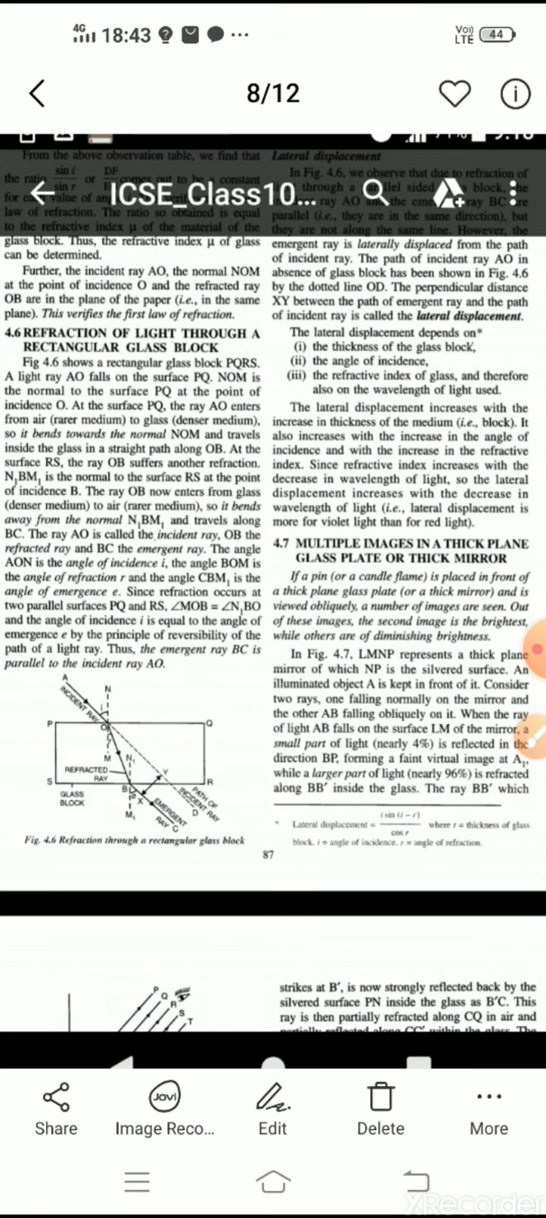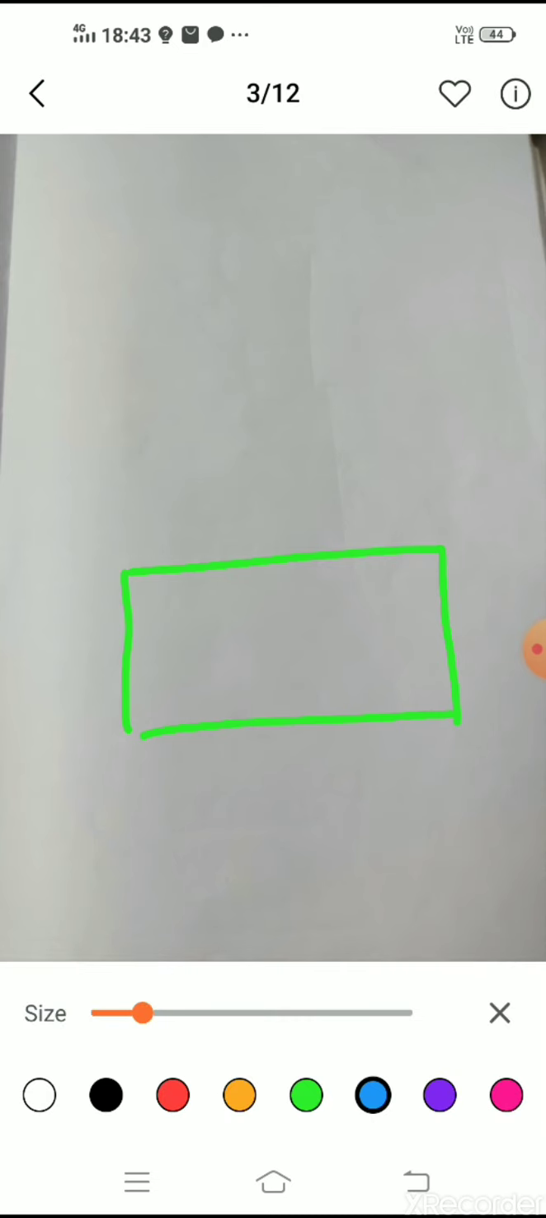I'll again tell you how it works. Listen, you have a glass block like this. Now a ray of light is incident on this surface. When a ray of light is moving from one medium, that is from a rarer medium to a denser medium, draw a normal line. So you have drawn a normal line.